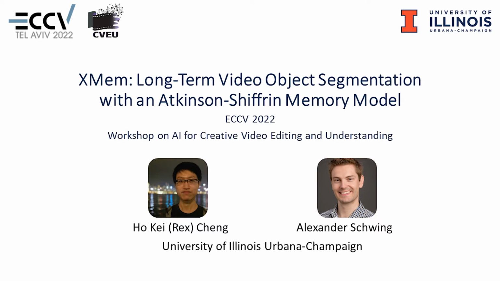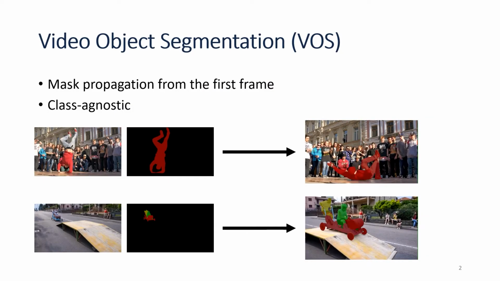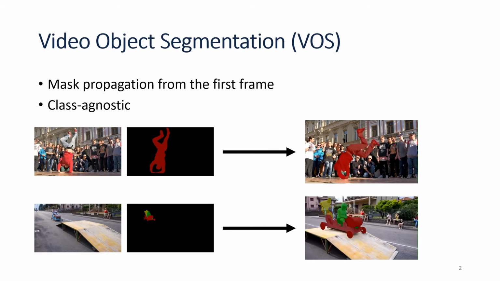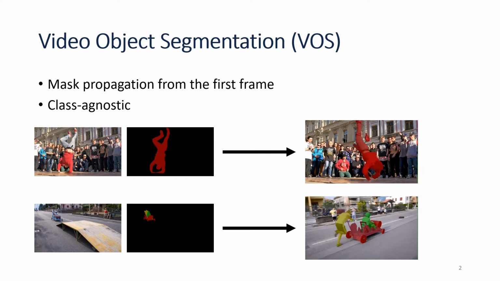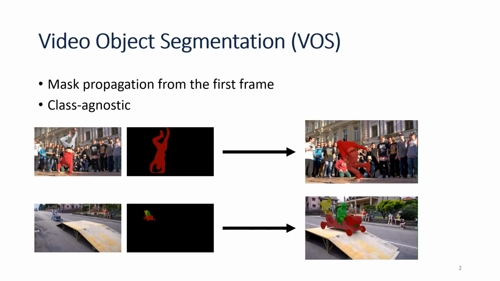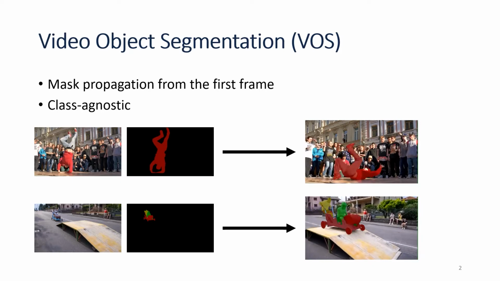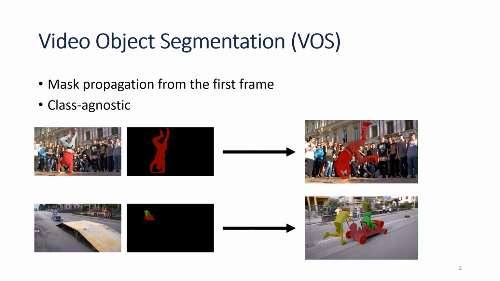Today I'm presenting our paper, XMem: Long-Term Video Object Segmentation with an Atkinson-Shiffrin Memory Model. Video Object Segmentation, or VOS, is the task of propagating a mask from the first frame to the rest of the video. This mask is class agnostic, meaning that the model has to potentially deal with novel objects during test time. There are a lot of prior works in this direction.